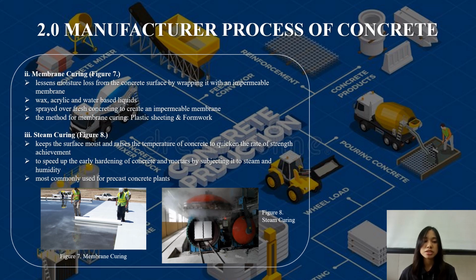The next method is steam curing. This curing is to keep the surface moist and raise the temperature of concrete to quicken the rate of strength achievement. It is to speed up the early hardening of concrete and mortar by subjecting it to steam and humidity. It is most commonly used for precast concrete blocks.